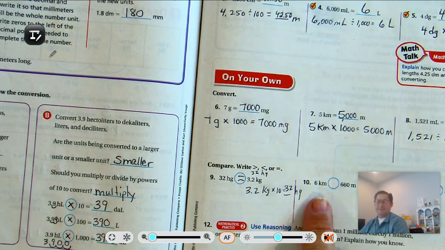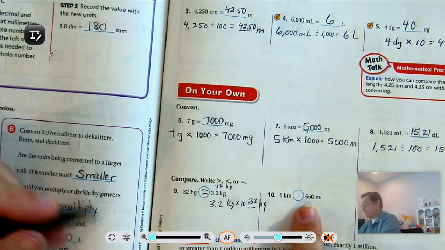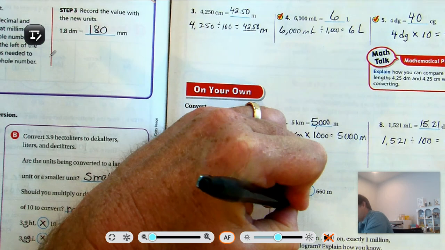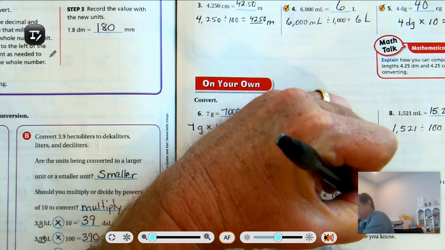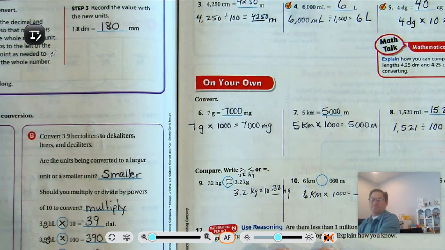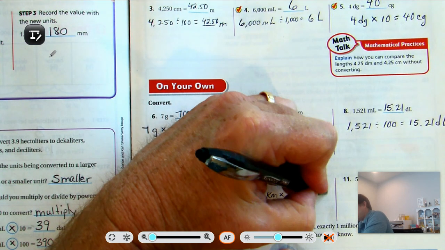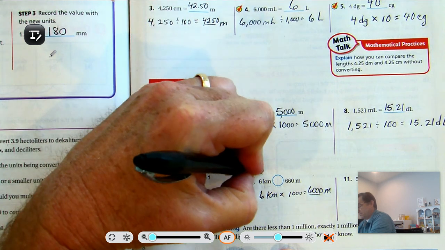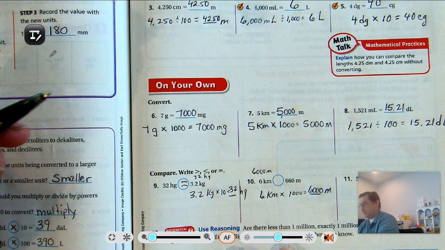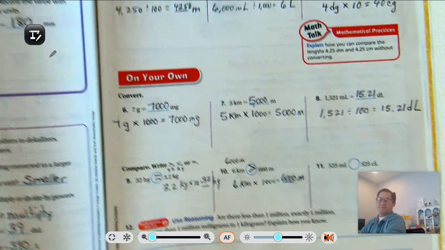Number 10, 6 kilometers compared to 660 meters. Well, there are 1,000 meters in a kilometer. So that's 6 kilometers or 6,000 meters. Well, 6,000 meters is a lot bigger than 660. So 6 kilometers is larger.